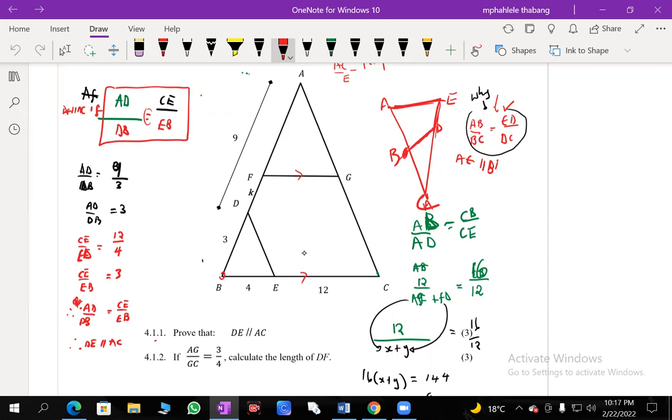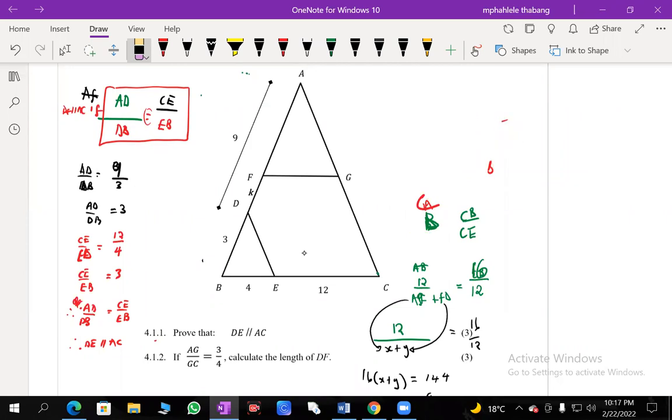It is a line which is parallel, which causes the other sides to be in proportion. What makes the other sides to be in proportion? It's a line parallel to one side of a triangle.